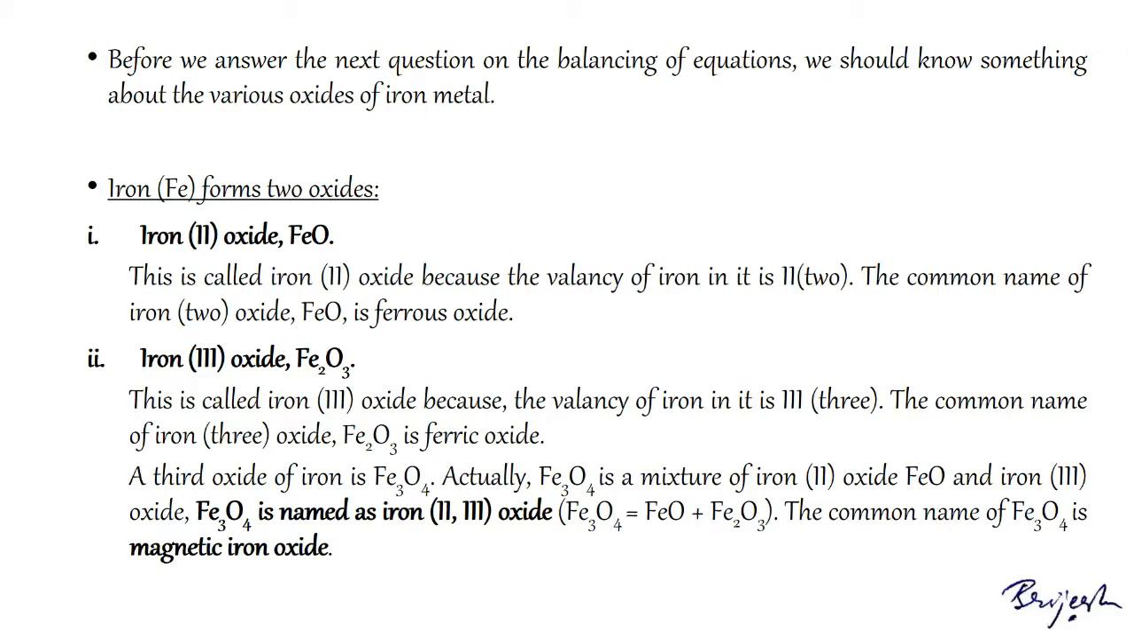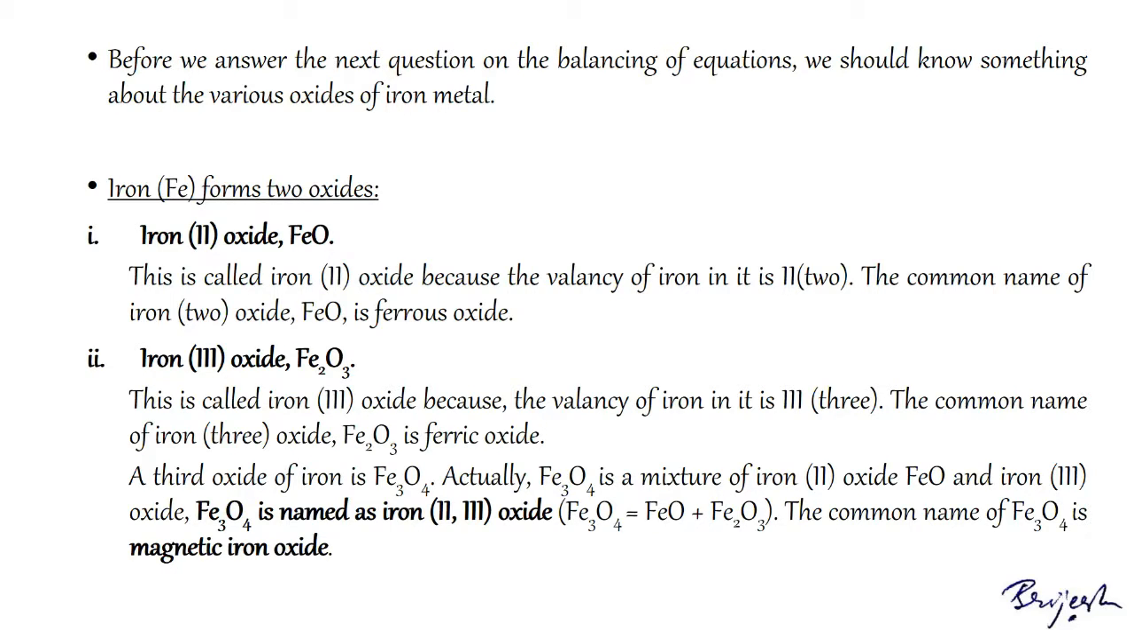Now, before we answer the next question on the balancing of equations, we should know something about the various oxides of iron metal. Iron, that is Fe, forms two main oxides. First, iron 2 oxide, that is FeO. This is called iron 2 oxide because the valency of iron in it is 2. The common name of iron 2 oxide FeO is ferrous oxide.